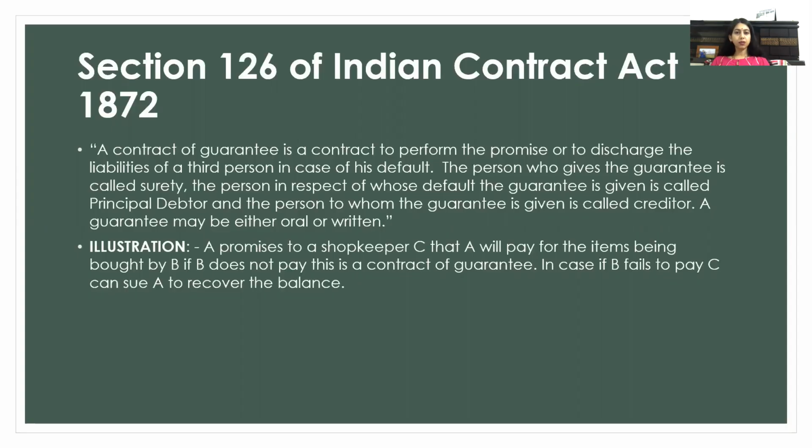So there are three parties basically in this contract of guarantee. The person who can make the default is called the principal debtor. The person who provides the guarantee is called the surety, and to whom the guarantee is provided is called the creditor. Take for example, A promises to a shopkeeper C that A will pay for the items being bought by B if B does not pay. This is a contract of guarantee. In case B fails to pay, C can sue A to recover the balance.